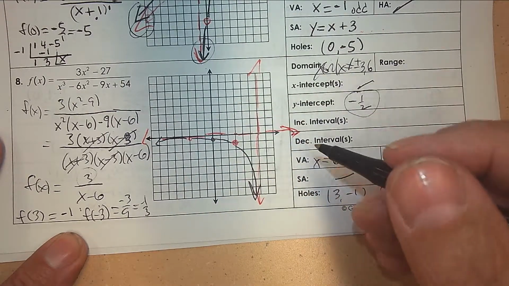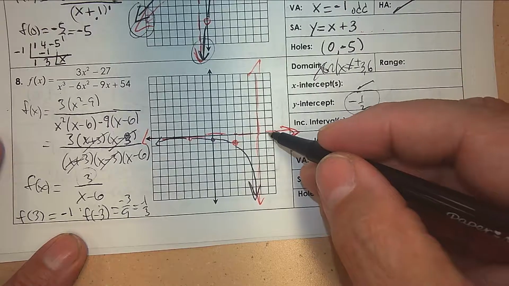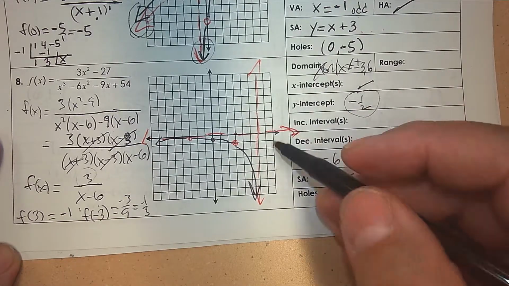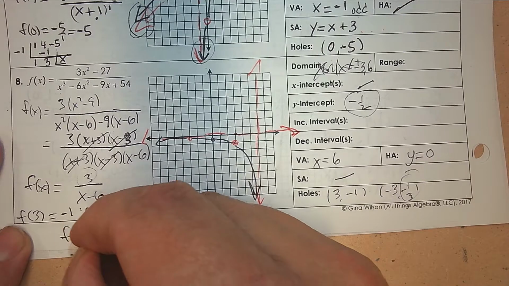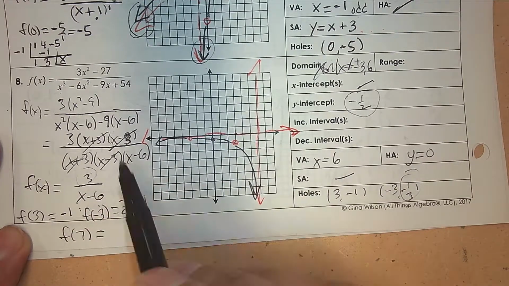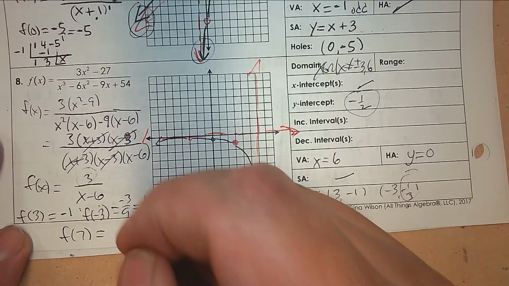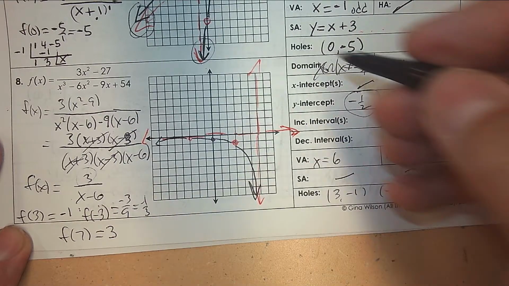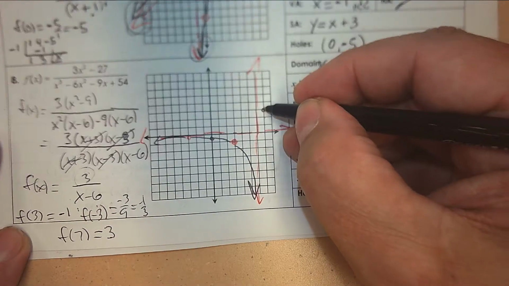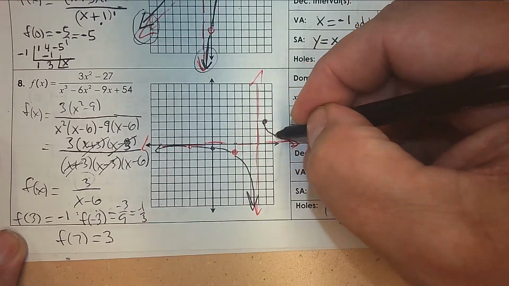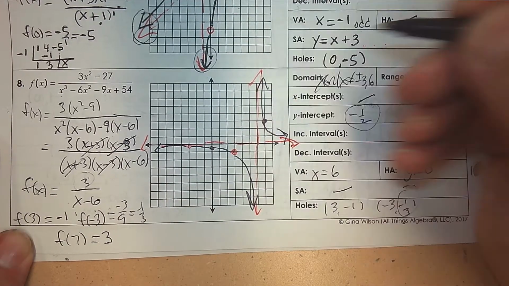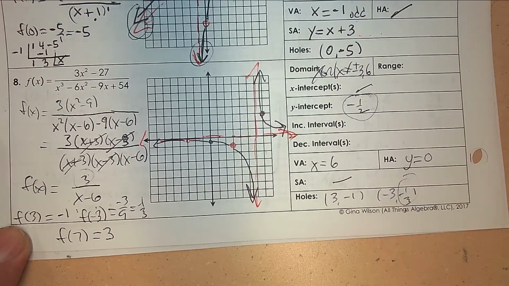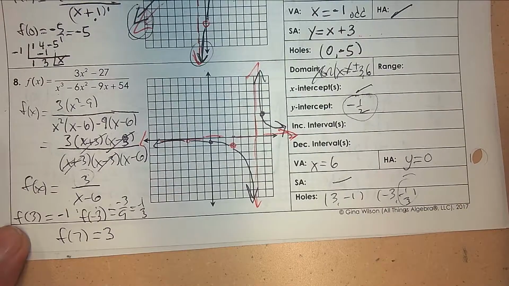Here, what's a nice number I could plug in? So what would happen if I plugged in 7? 7 take away 6 is 1. So 3 divided by 1 is 3. So at 7, it's 3. So now I got a point, so I know where it's curving towards. So at the vertical asymptote, it goes to infinity. And then it follows the horizontal for the end behavior.